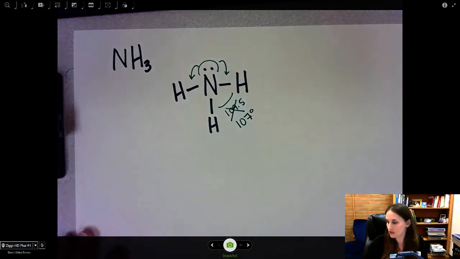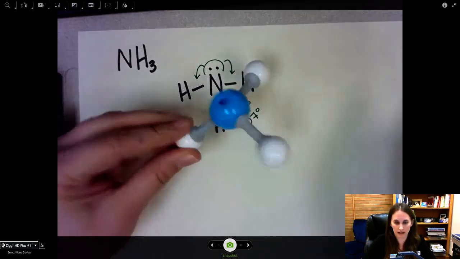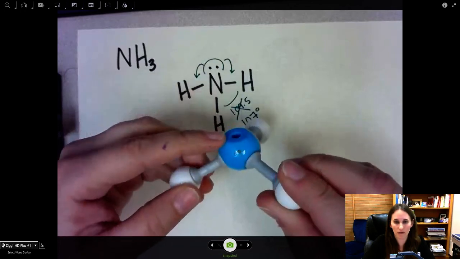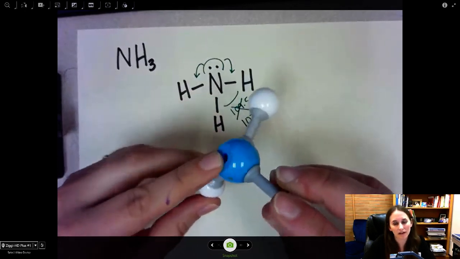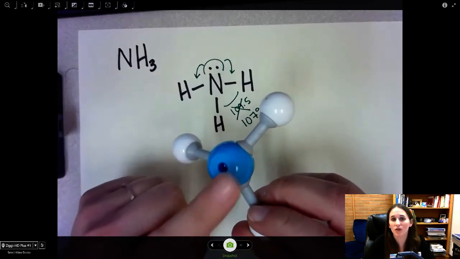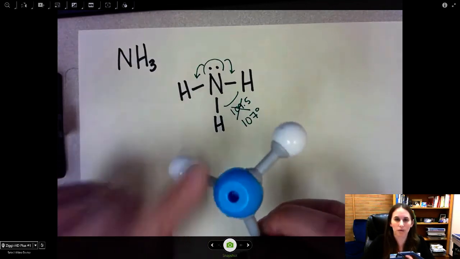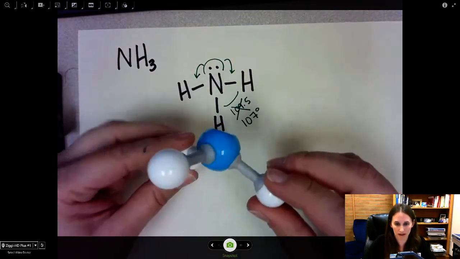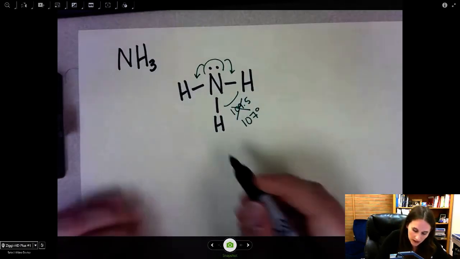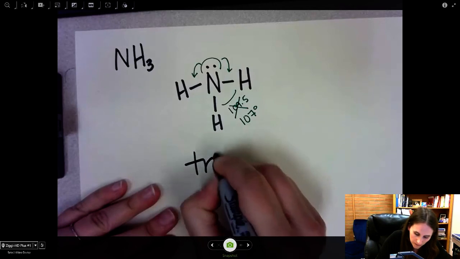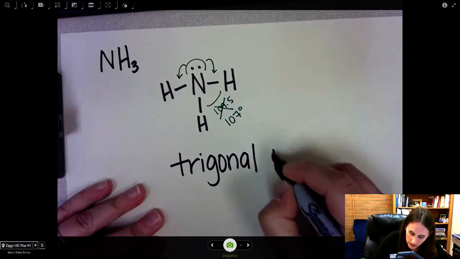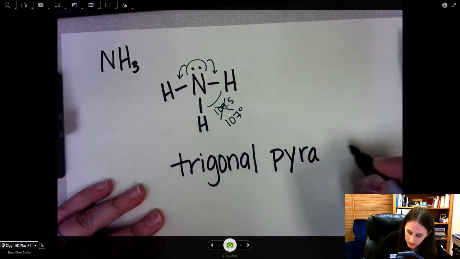So what do we call this shape? First of all, let's look at it in the model. This is how you would build that. We see this open hole here represents the lone pair. And the reason the model kits have that is because actually nitrogen sometimes will take on another hydrogen, but it's no longer a neutral molecule when it does that. And we might talk about that later. That's an ammonium polyatomic ion. So this shape that our ammonia molecule takes is called trigonal. If you call it trigonal, that's fine too. Trigonal pyramid or trigonal pyramidal.